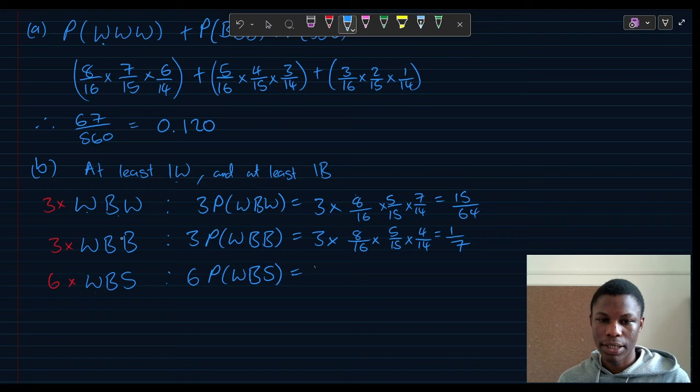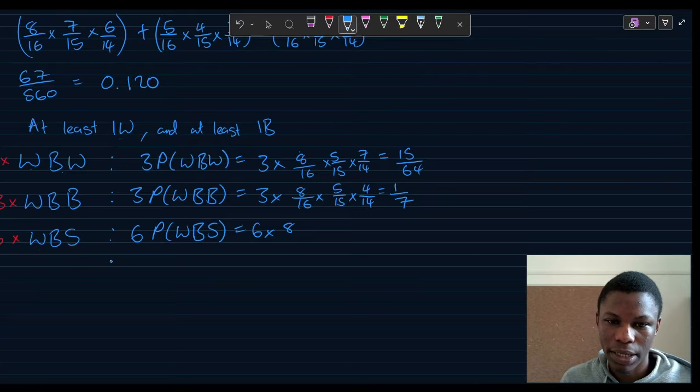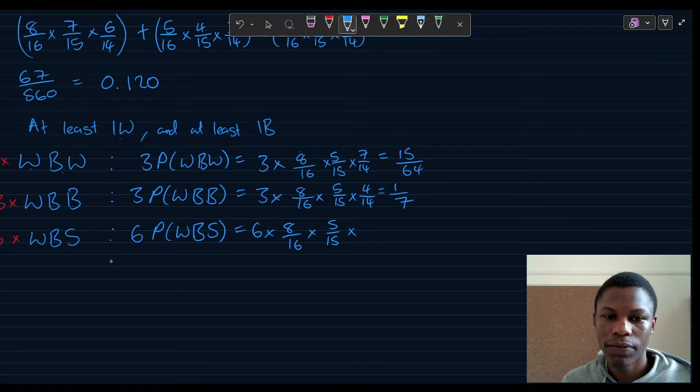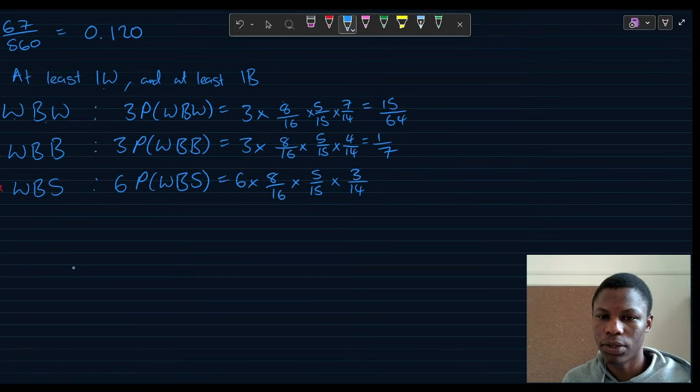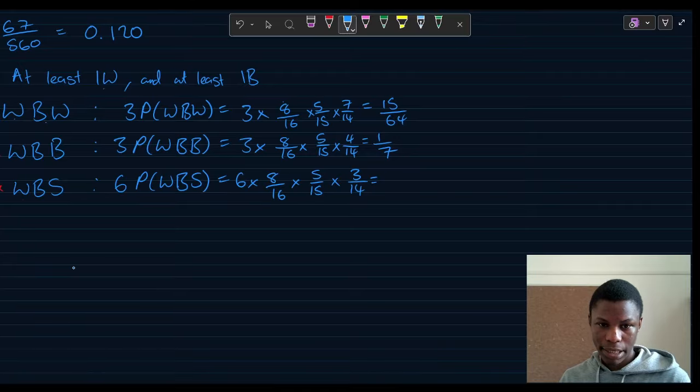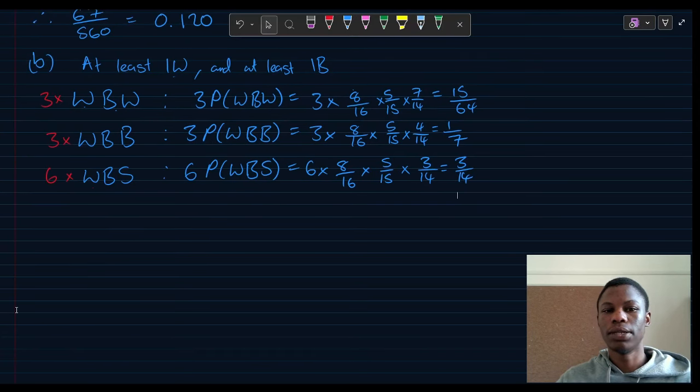And then finally here we've got 6 times the probability of WBS. So that's 6 multiplied by, we want to pick a white car on our first pick, so 8 over 16, followed by a black car, so 5 out of 15, followed by a silver car, so we're picking from 14, and we have 3 silver cars, so that's 3 out of 14. And so this is 6 multiplied by 8 over 16, multiplied by 5 over 15, by 3 over 14, which is 3 over 14. And so these are all the scenarios in which we have at least one white car and at least one black car.